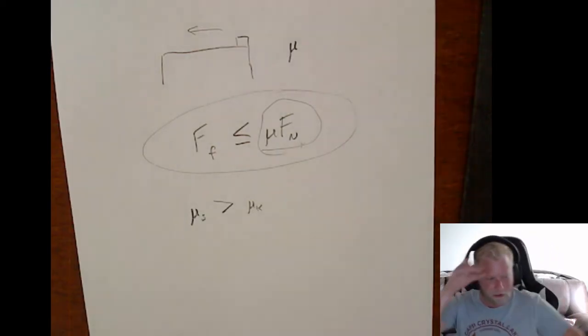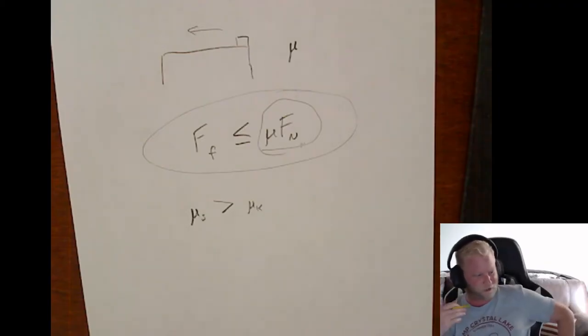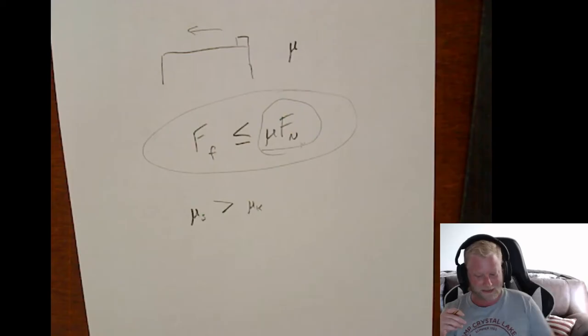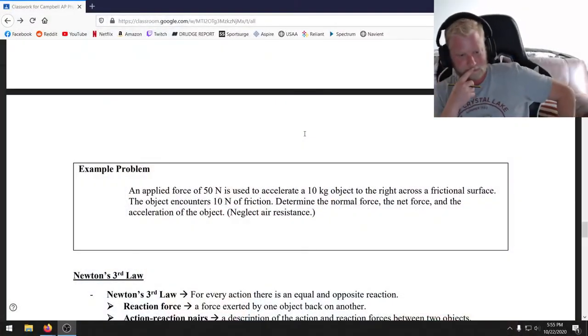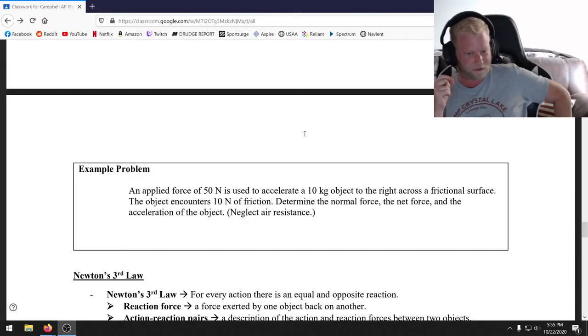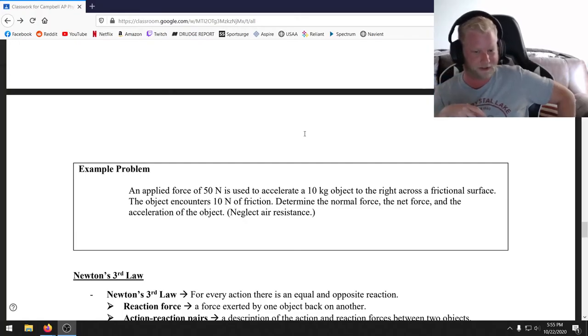So now that we've looked at the gravitational force, weight, and friction in detail, let's take a look at a problem that will put all of this together. In this example problem, we've got an applied force of 50 newtons being used to accelerate a 10 kilogram object to the right across a frictional surface. The object encounters 10 newtons of friction. We want to determine the normal force, the net force, and the acceleration of the object.